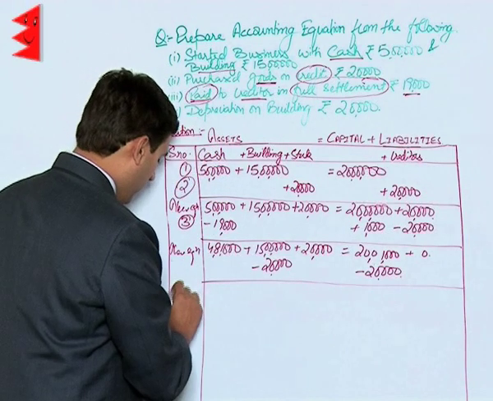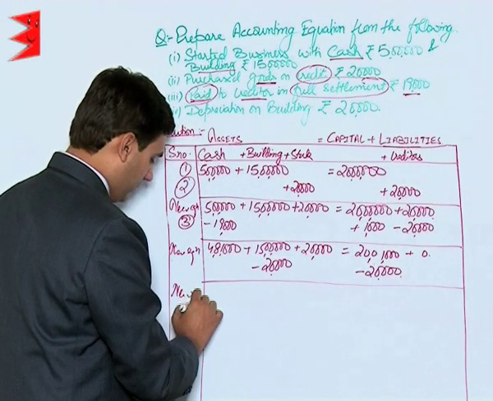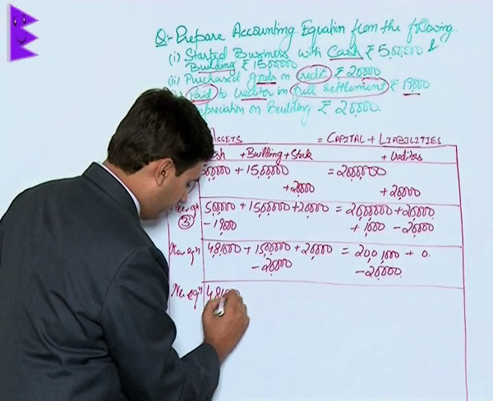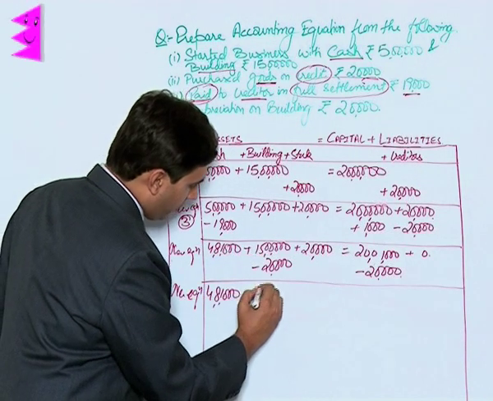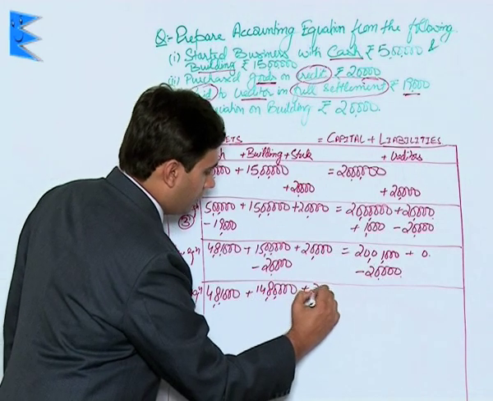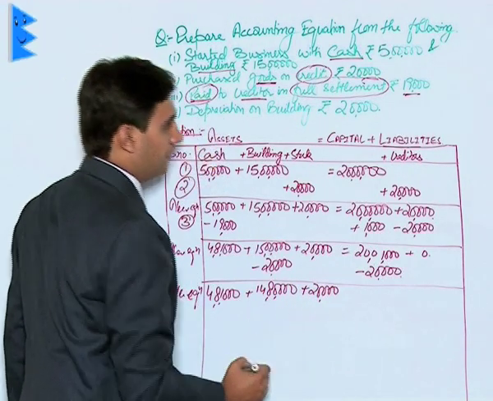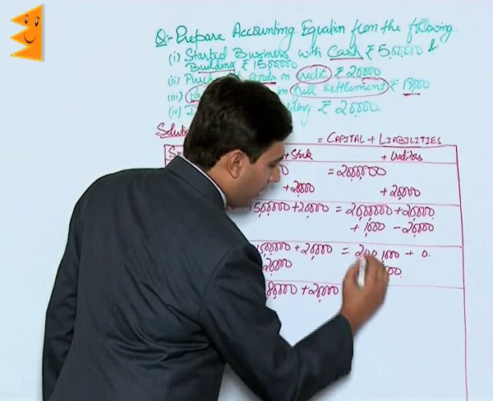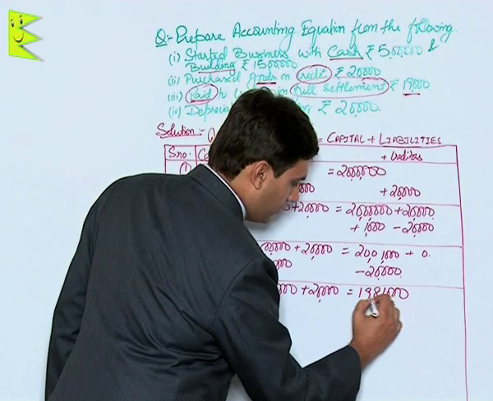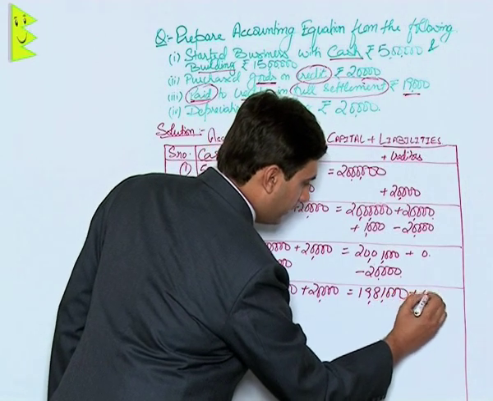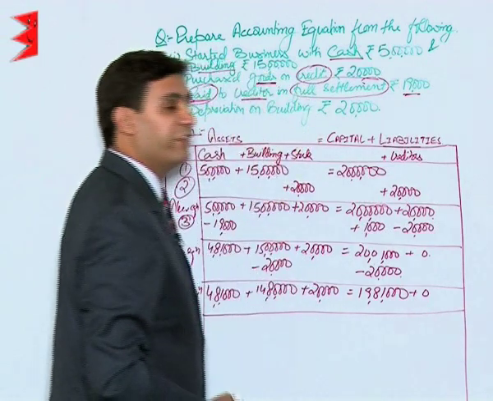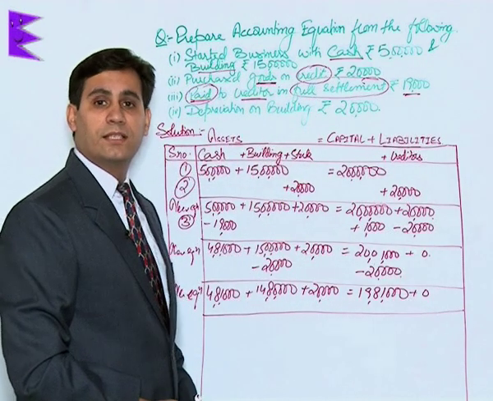Now let us check and see what our new equation comes to. Cash of 4,81,000. Building is of 14,80,000. Stock is worth rupees 20,000. The capital has a balance of 19,81,000 and no creditors at all. And it can be verified that the total on both the sides is same.